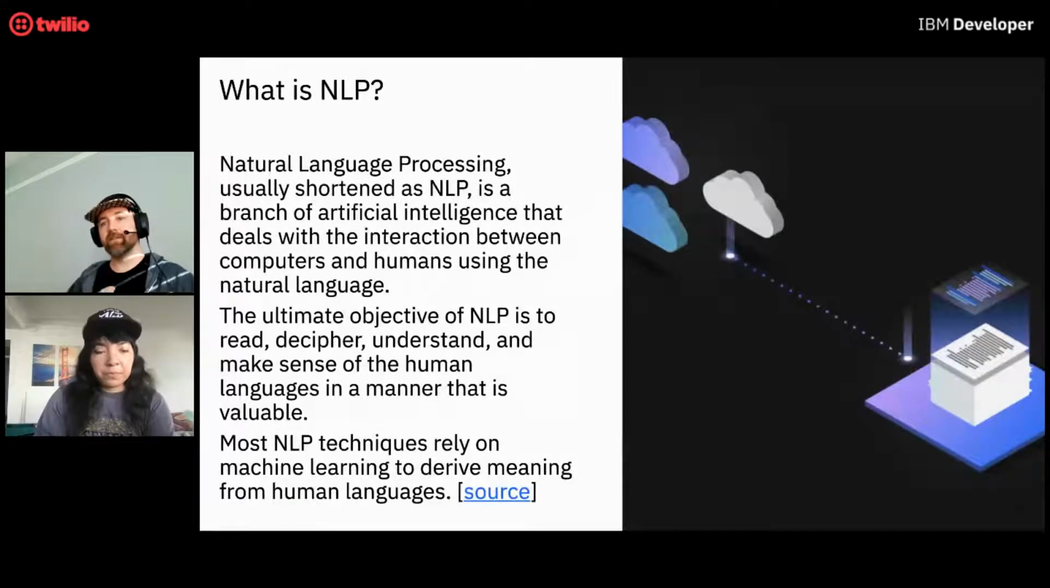So just to give you a bit of an overview from a domain or technical background, NLP is a branch of AI that deals with the interaction between computers and humans using natural language. And so this is why it's relevant to chatbots. The objective of NLP is to read, decipher, understand, and make sense of human languages in a manner that's valuable and meaningful. Most NLP techniques rely on machine learning to derive meaning from human languages.